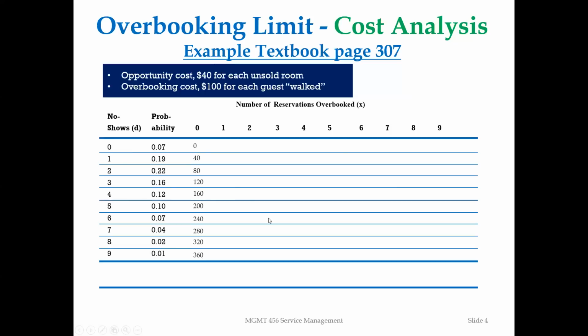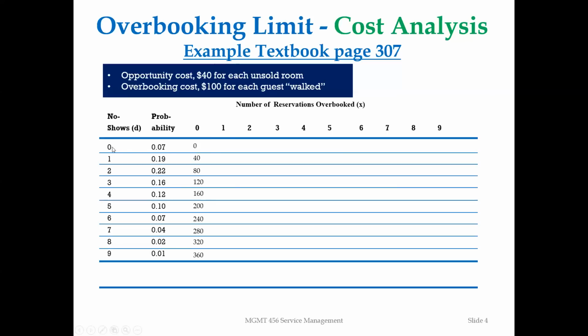Now, let's see what will happen if I overbook by 1. So what does that mean? If I overbook by 1, assume we have 100 rooms available. I overbook by 1. That means I sell 1 extra room, or in other words, I take 101 reservations.